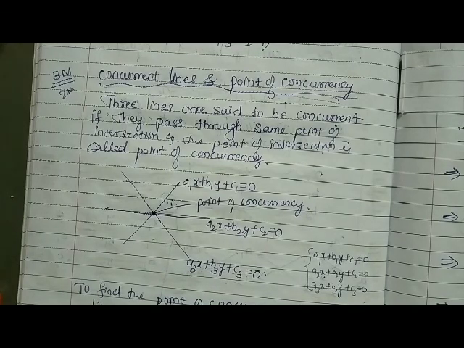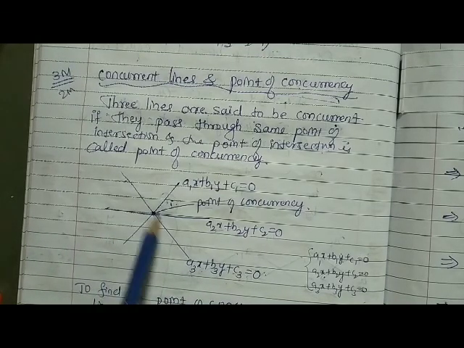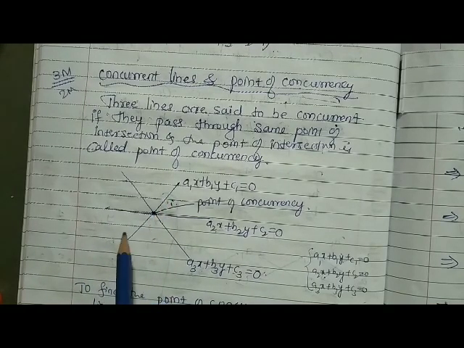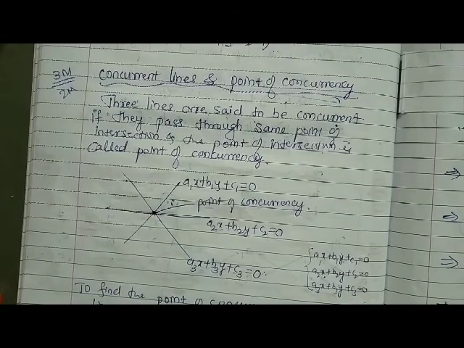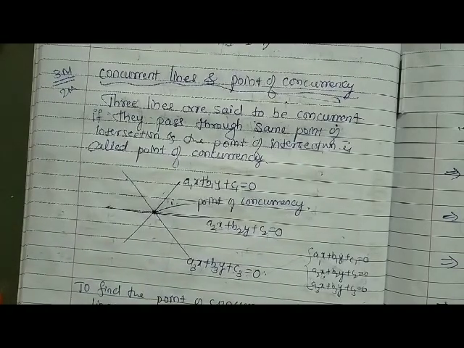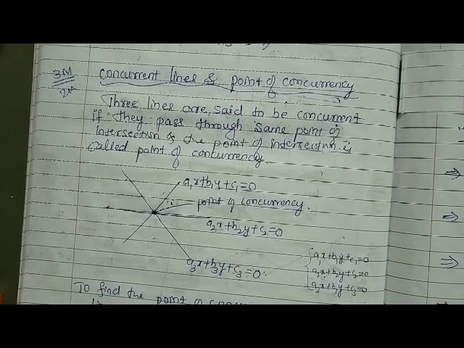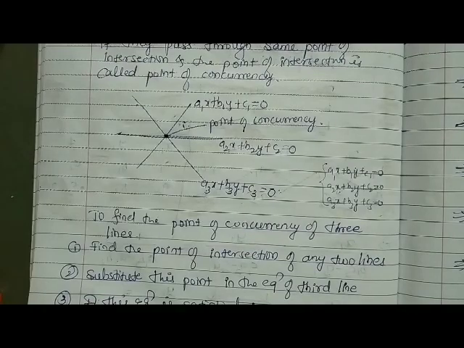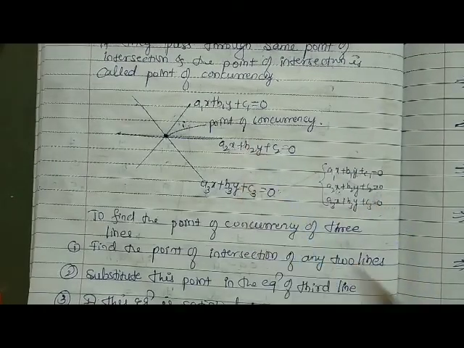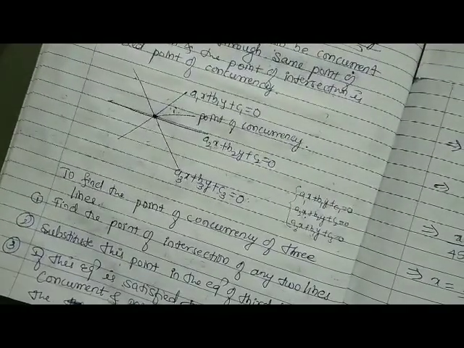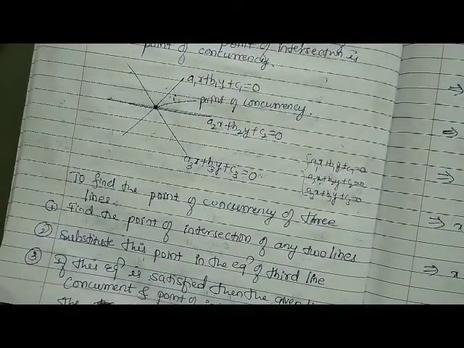Another definition: three lines are said to be concurrent if they pass through the same point of intersection, and that point of intersection is called the point of concurrency. Okay, how to find the point of concurrency of these three lines? There are three simple steps.